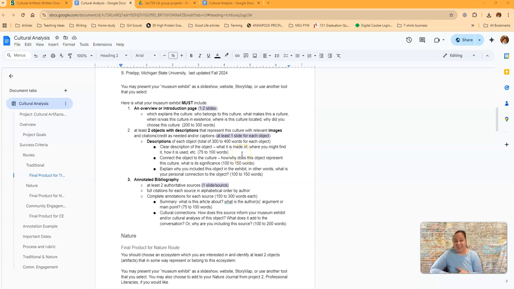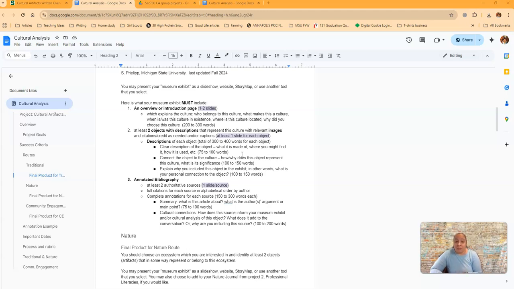Your next thing is to think of a couple of objects that might in some way represent or symbolize that particular culture or group in some way. For each one, this is where we get kind of the museum aspect. You're going to have that museum description where you explain what the object is, how it's connected to the culture, and also your own personal connections to the particular object. Because remember, we're choosing cultures or communities, groups that we belong to, that we're a part of.